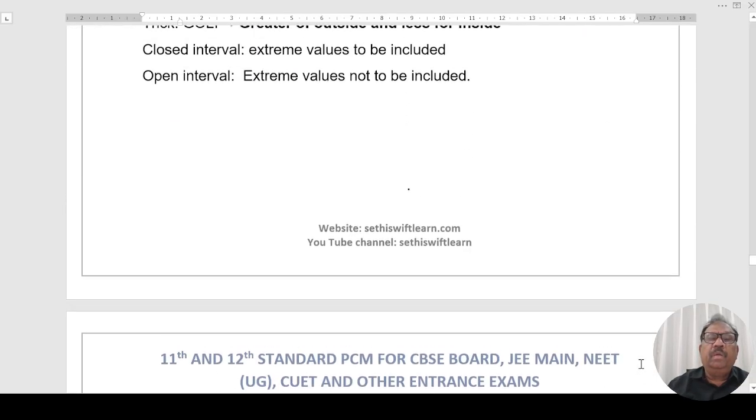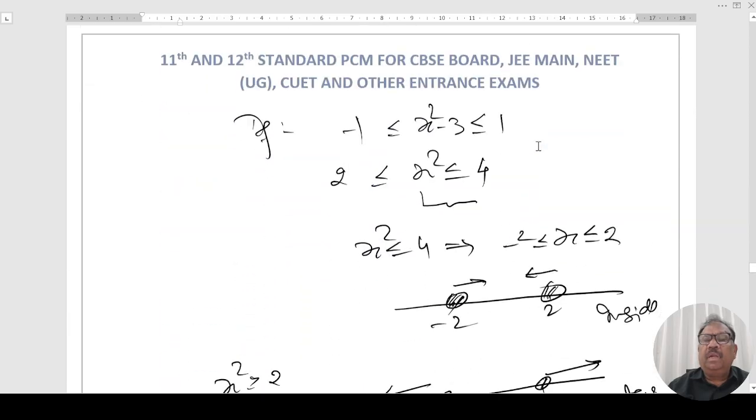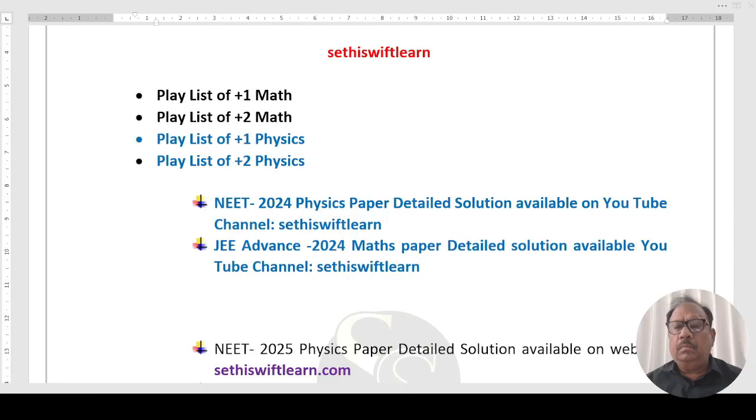We have to keep in mind the trick in case of inequation: the goalie concept, greater is outside, less is inside. That I have discussed here in detail. So this is the answer, that is, the domain of the function is this one. Next question.